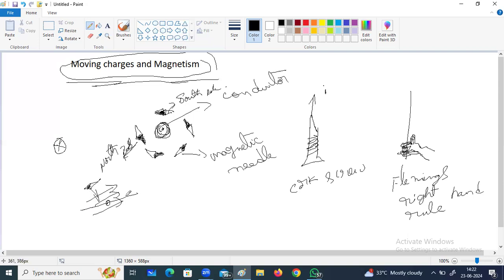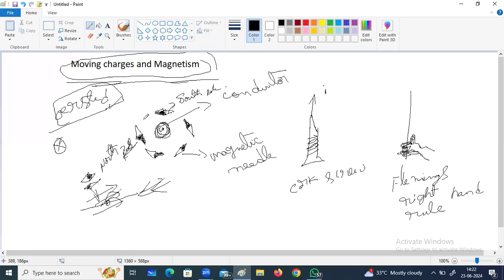If the flow is in the reverse direction, that means if the charge is moving in this direction, then the magnetic needle shows a deflection in the reverse direction. This was first observed by the scientist Ørsted, spelled O-E-R-S-T-E-D. He first got the relation between moving charges and magnetism.